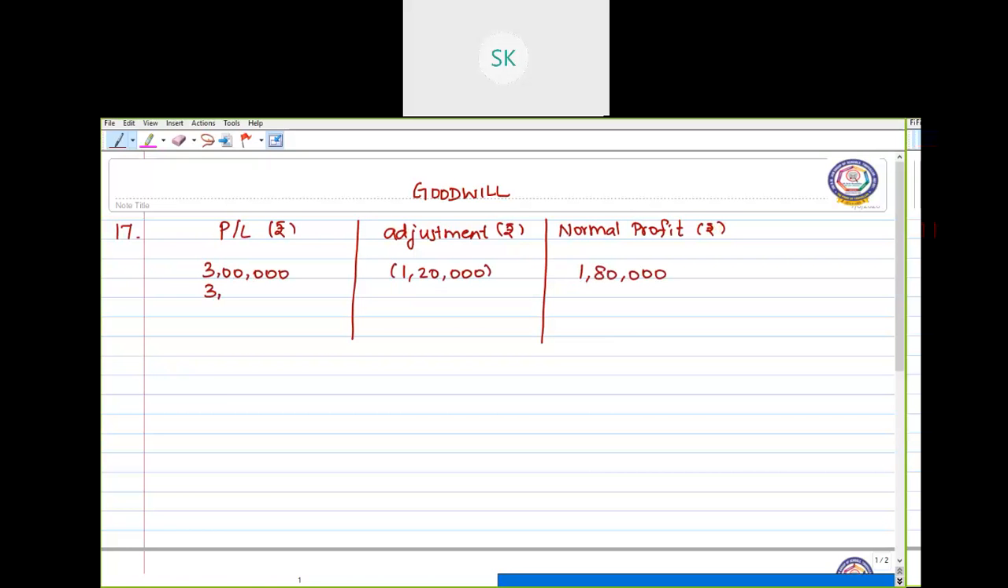Next year there is a profit of 3 lakh 60,000. We need to adjust this 1 lakh 20,000, and it is 2 lakh 40,000. Next, 4 lakh 20,000 is the profit earned, and we need to adjust the salary of the partners 1 lakh 20,000 here also, and 3 lakh will be the adjusted profit or normal profit. Now total this column, we will get 7 lakh 20,000 as the total. Now find the average profit.